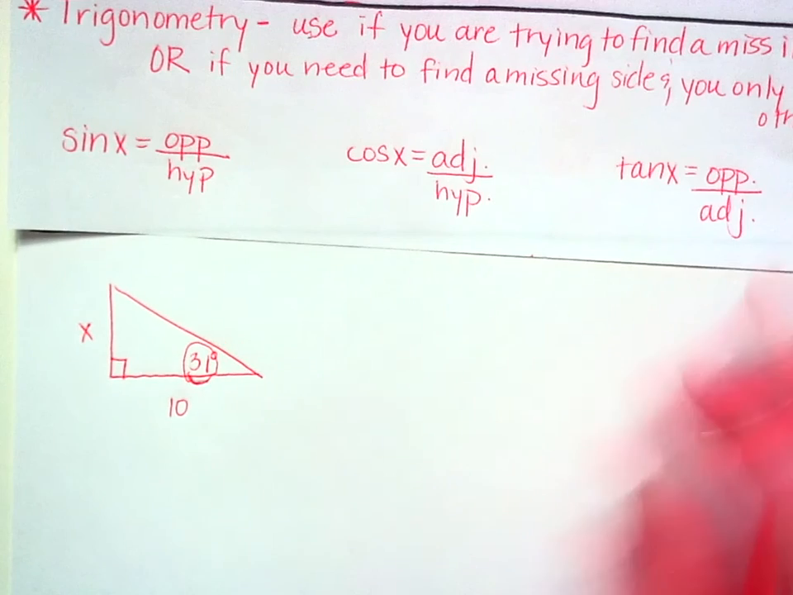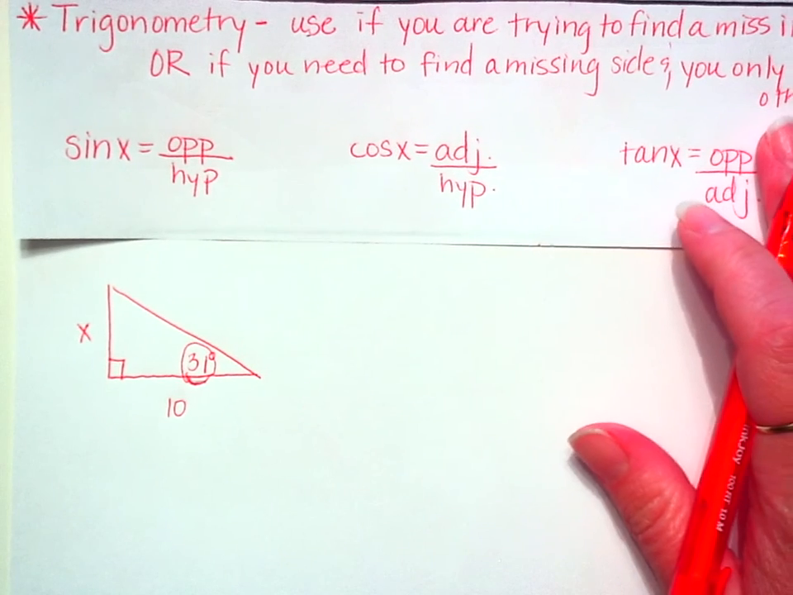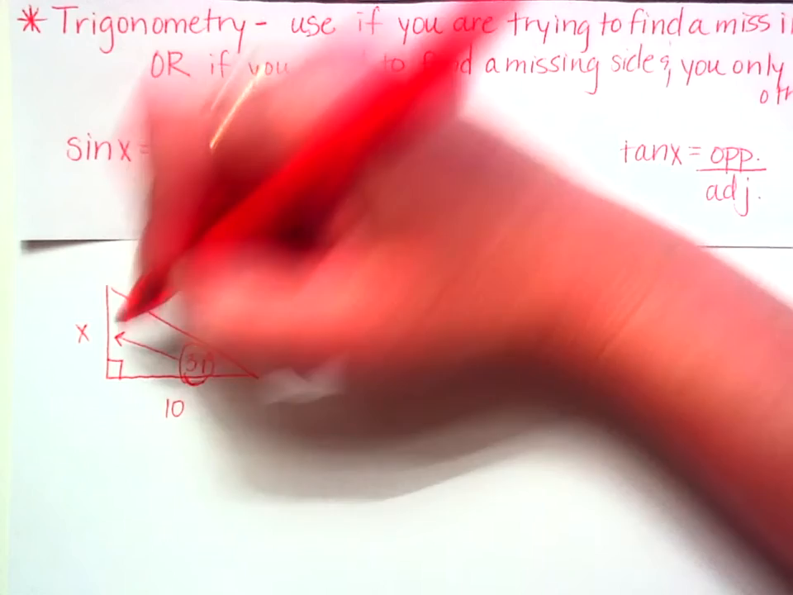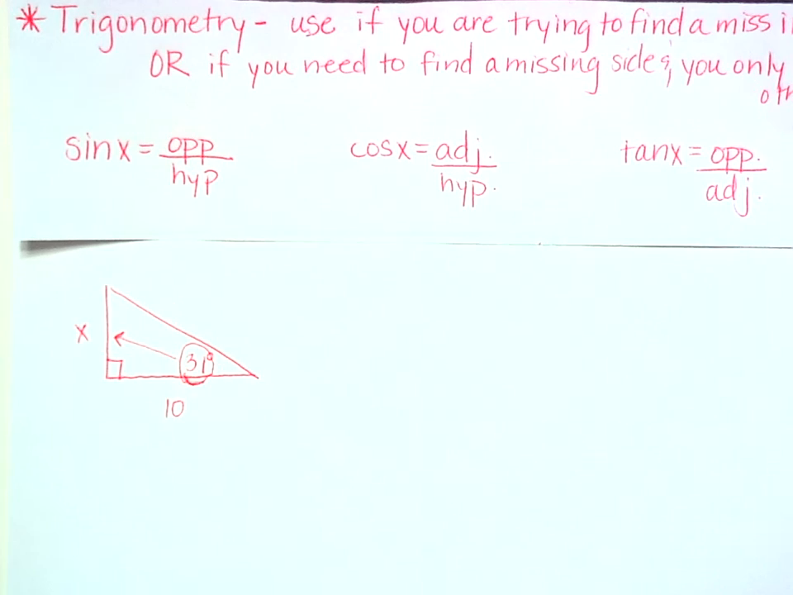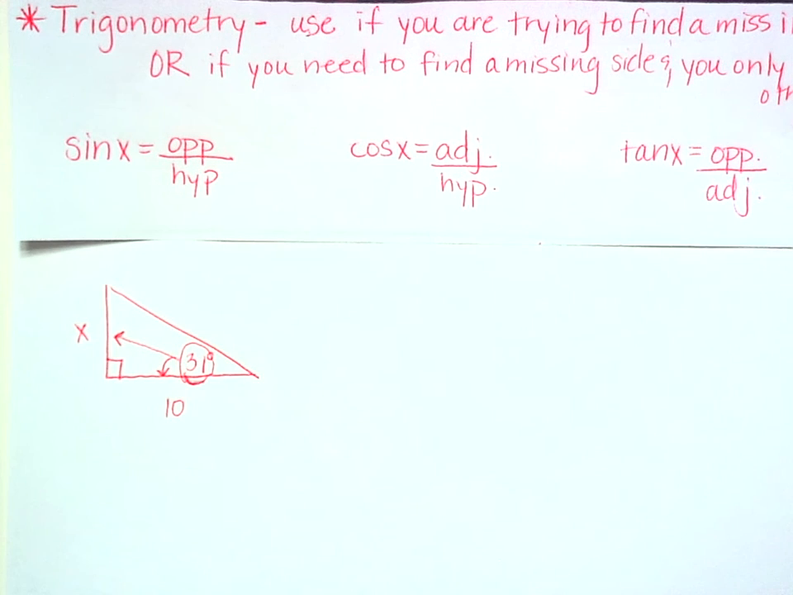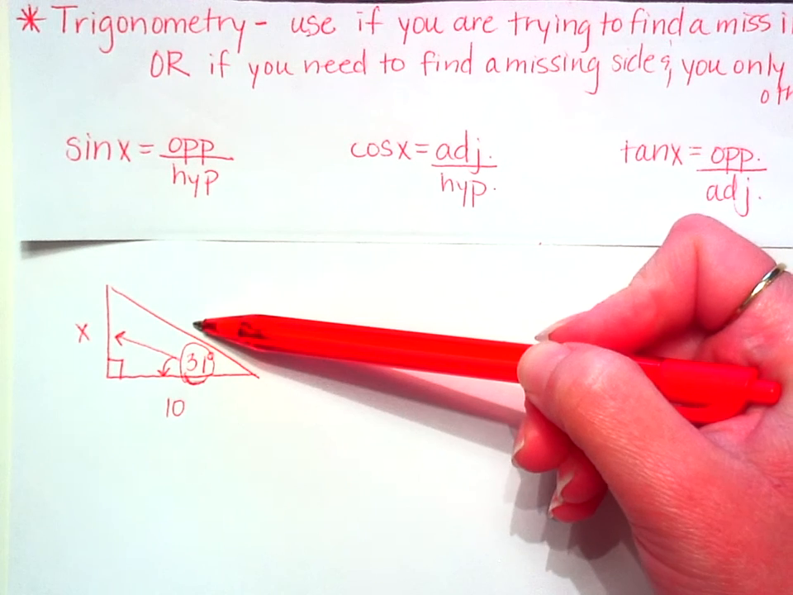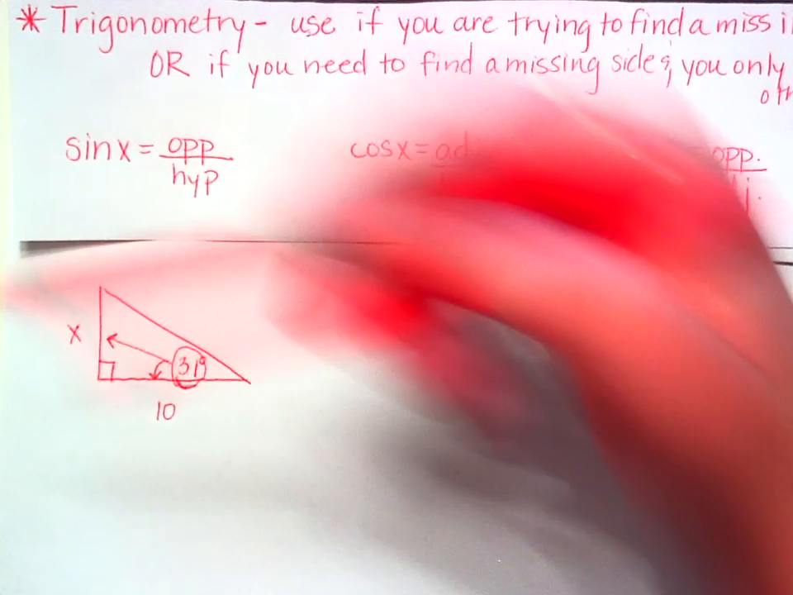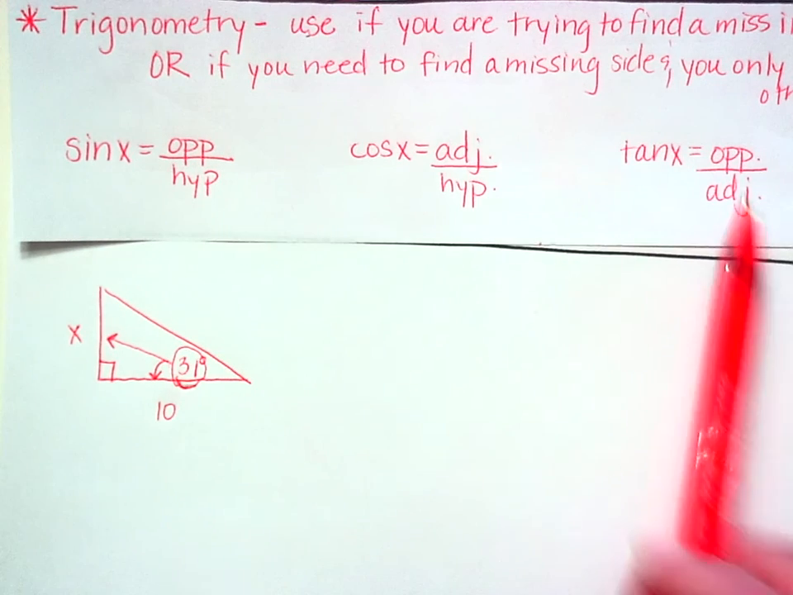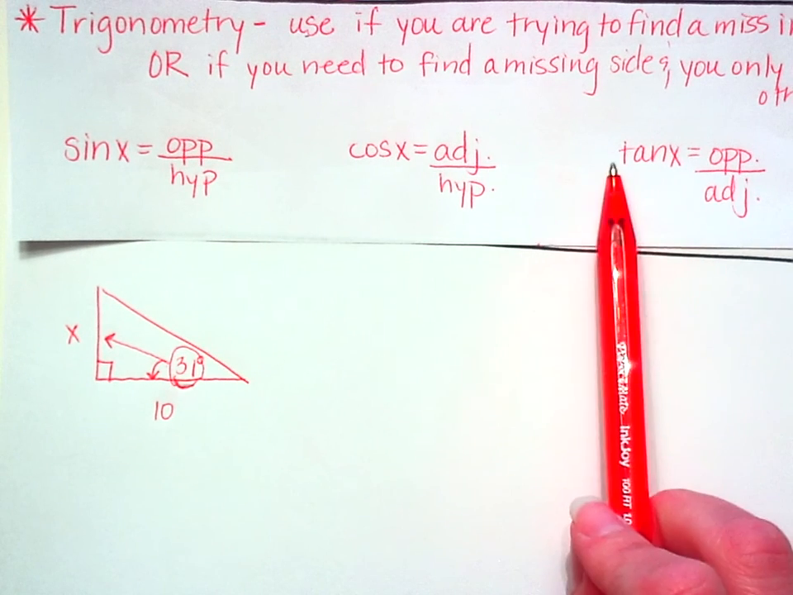Okay? And I say from that angle, which 2 sides am I dealing with? This side is opposite, and then this side is adjacent. I don't care about the hypotenuse. I don't know it. I don't want to know it. I want to know opposite. I already know adjacent. And you'll notice that opposite and adjacent go with tangent.